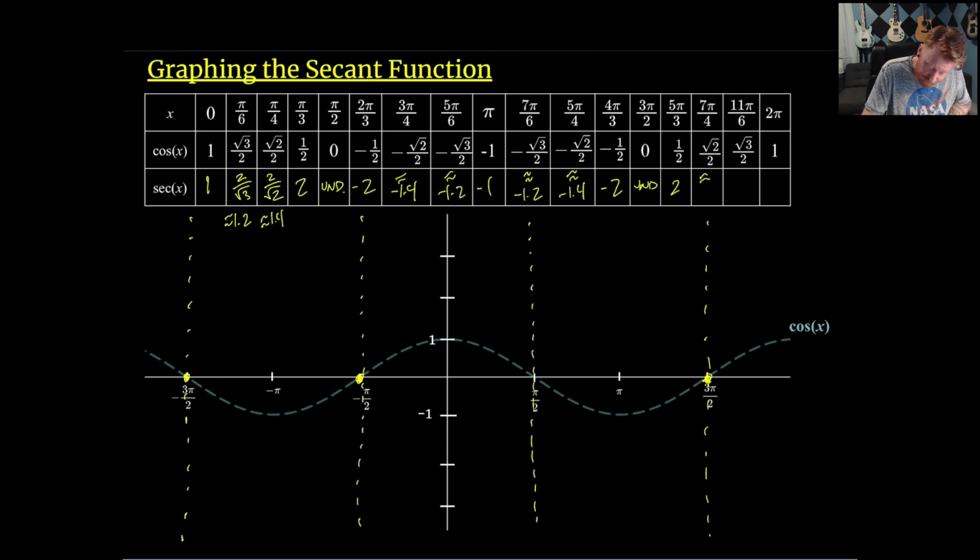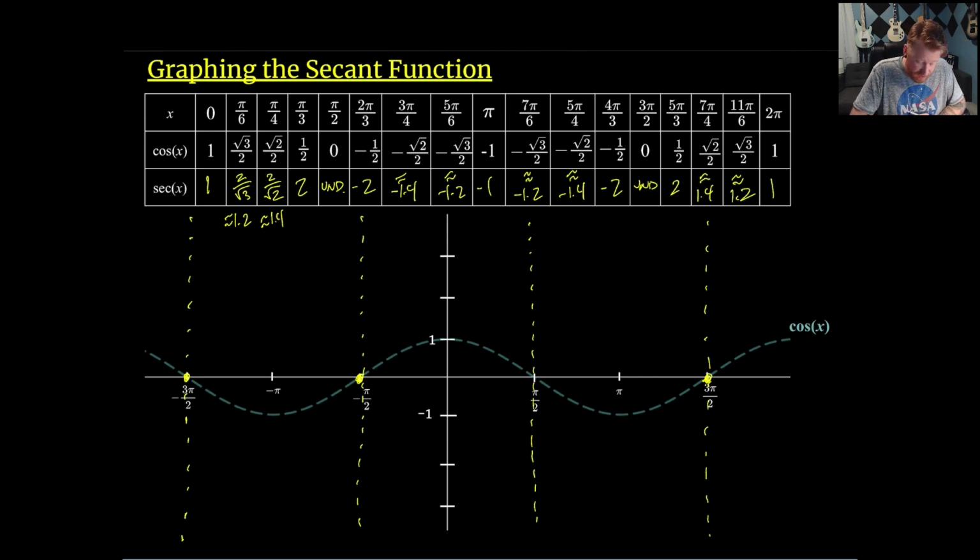2, about -1.4. Square root of 3 over 2 is about, I'm sorry, that last one was positive. I was just on autopilot for half a second. This one will be positive 1.4. This one is about positive 1.2, and then we'll have 1 again.